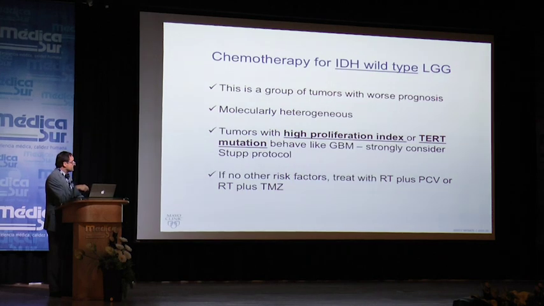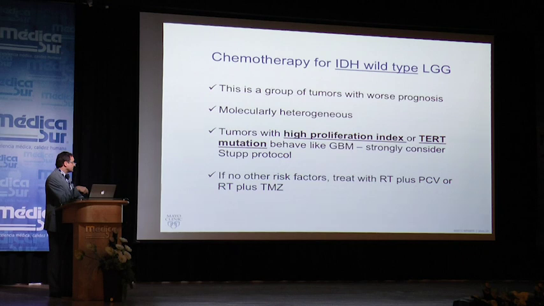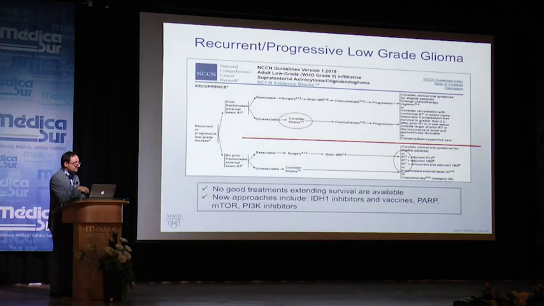The group of patients that are tough to treat are IDH wild-type tumors. So these are the patients that have a lack of this mutation. These are molecularly heterogeneous patients. They typically have high proliferation index and TERT mutations, and they really behave like GBMs. We don't have good treatments for these patients. There is a lot of experimentation using radiation with PCV, but also using other newer approaches to this group of patients. But if you have a patient with wild-type low-grade glioma, think about this as potentially glioblastoma and treat them as aggressively as you can.